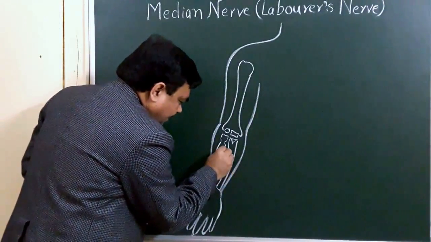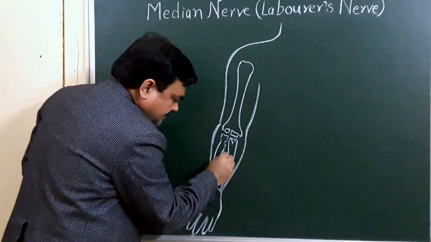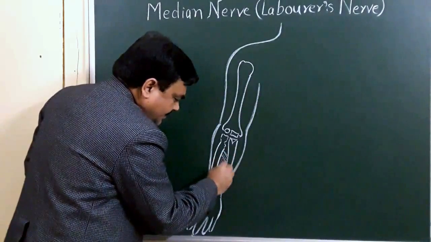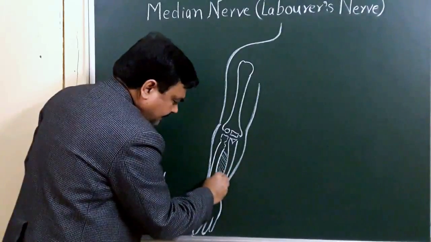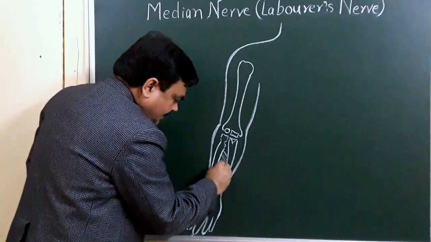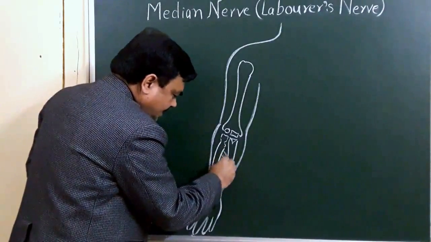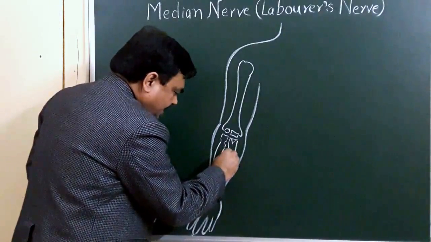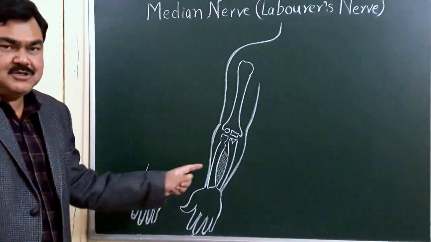Here is the interosseous membrane. This is the interosseous membrane. It connects the interosseous border of the radius and ulna.